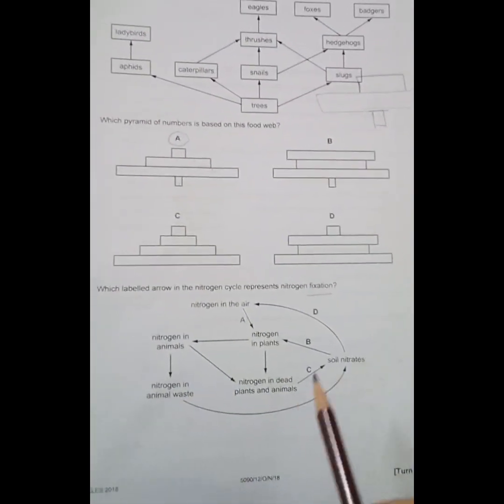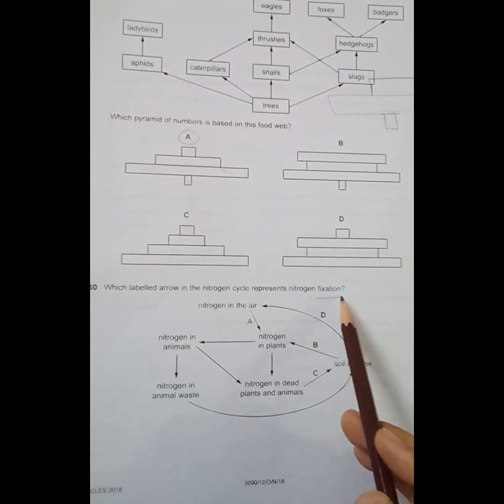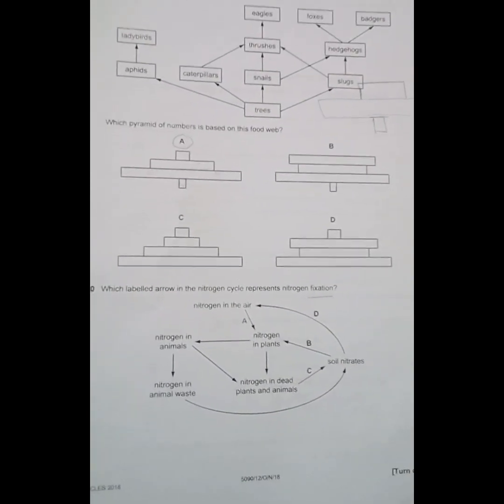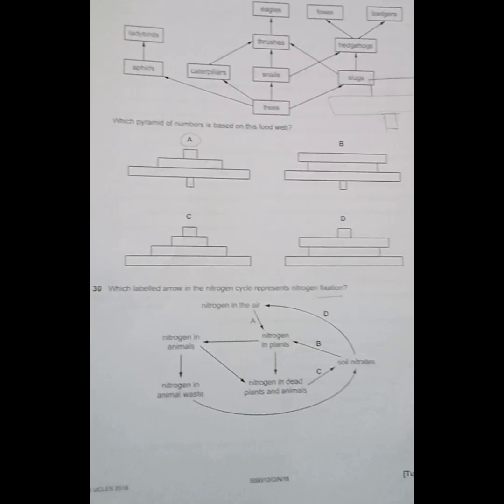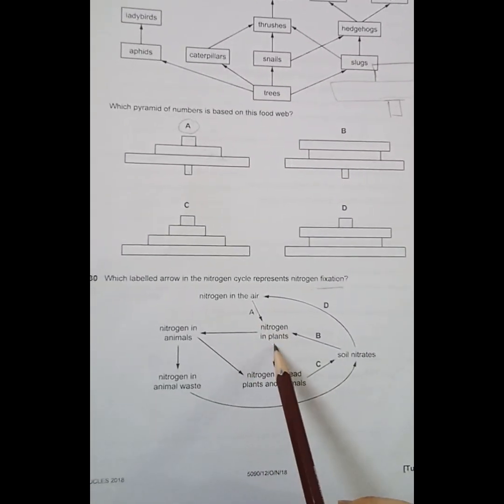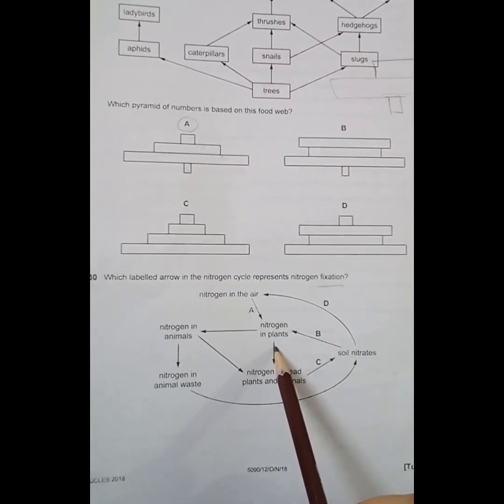Which labeled arrow in the nitrogen cycle represents nitrogen fixation? Nitrogen fixation is when nitrogen in the air is converted into nitrates and all. So it's nitrogen in the air to nitrogen in plants, that is pretty simple. So it's 38.